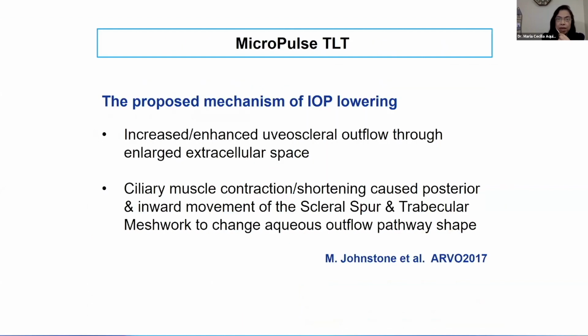Now, with the introduction of this particular treatment for glaucoma, there are now proposed mechanisms for its possible intraocular pressure lowering. One is the enhanced uveoscleral outflow through enlarged extracellular spaces. And secondly, the group of Johnstone theorized that because of ciliary muscle contraction, a resulting movement of the scleral spur and trabecular meshwork causes a change in the aqueous outflow pathway shape, thus decreasing the intraocular pressure.